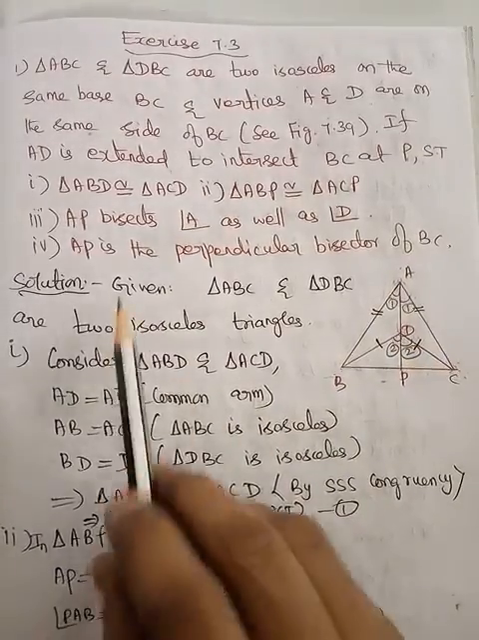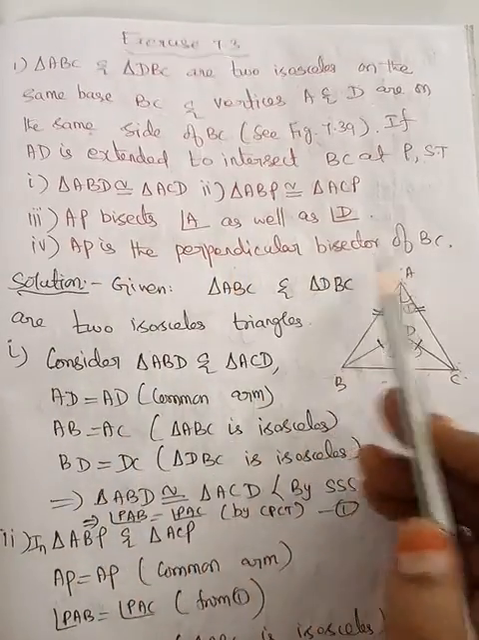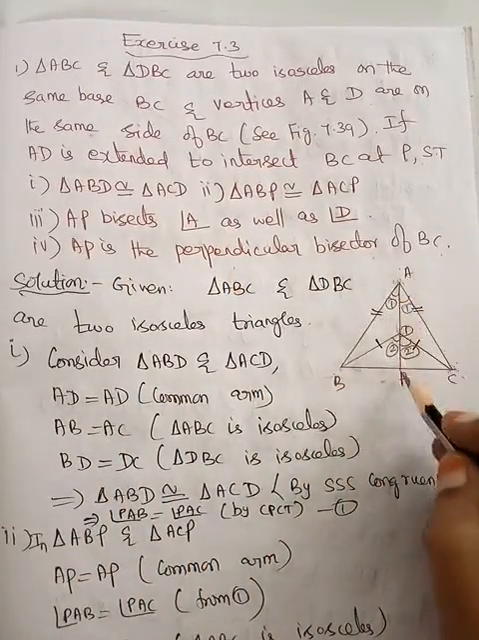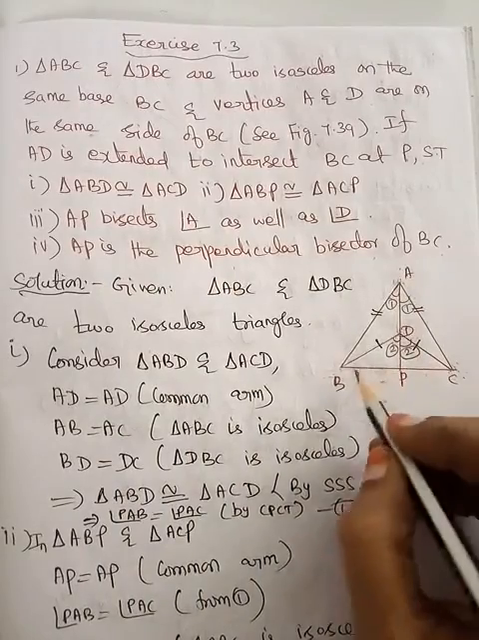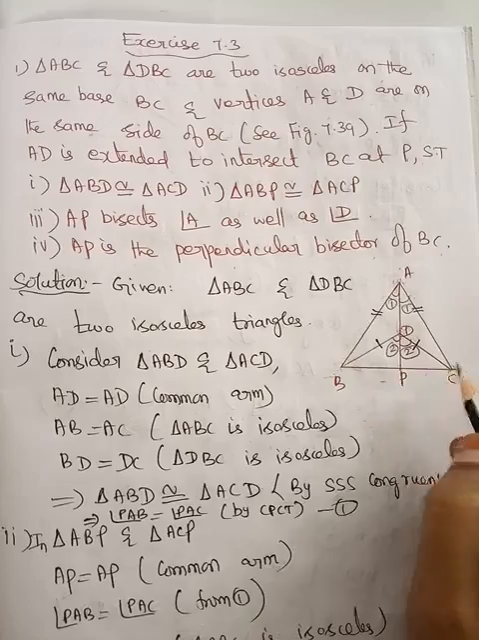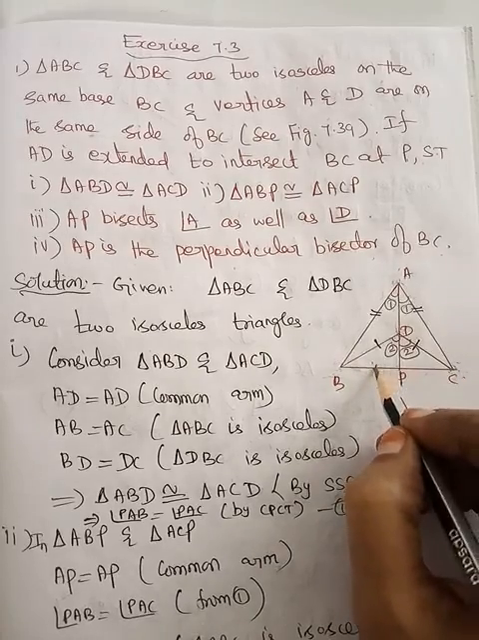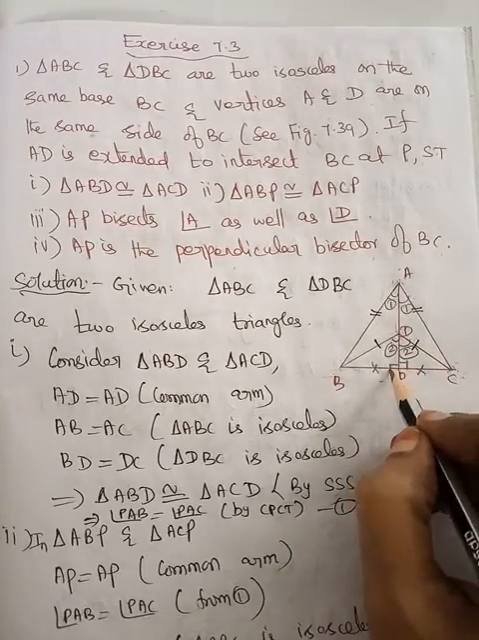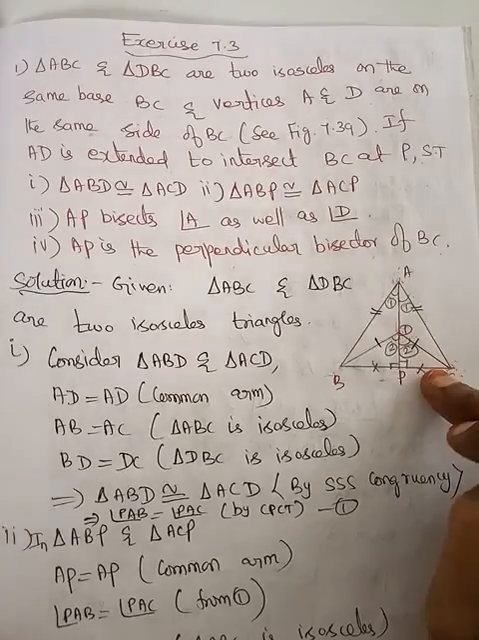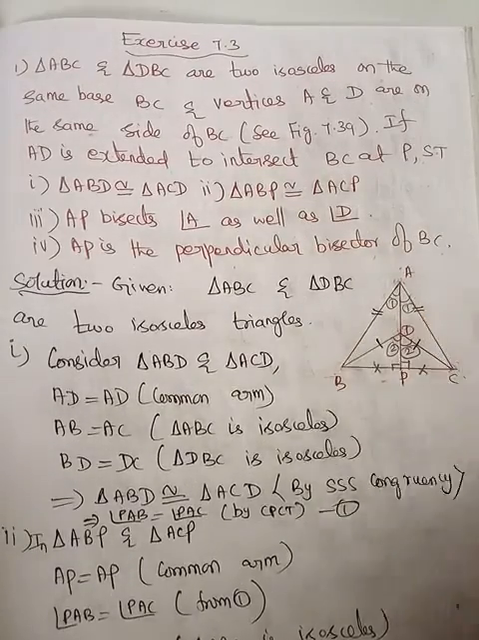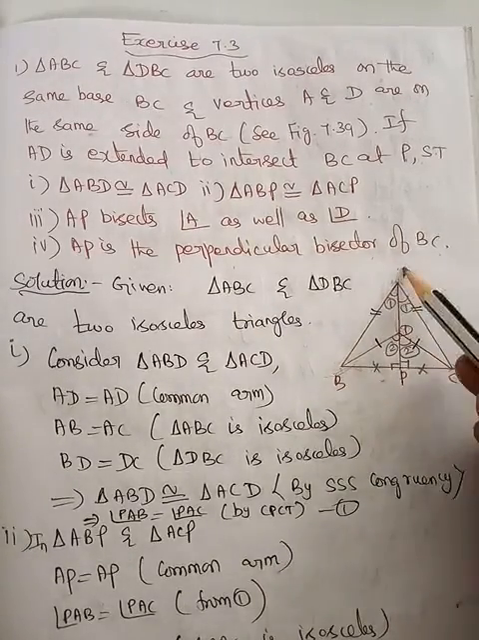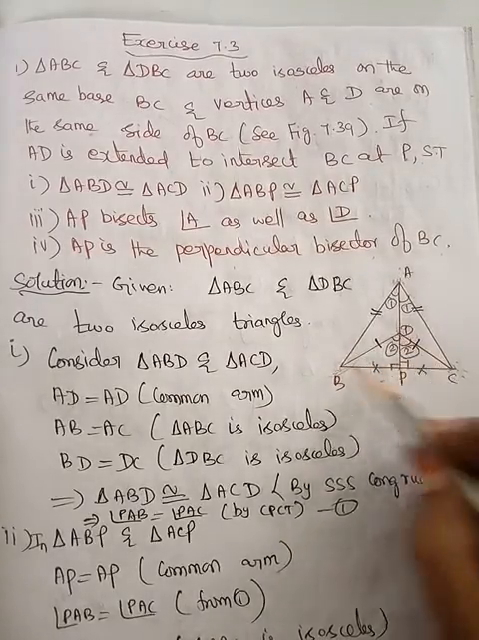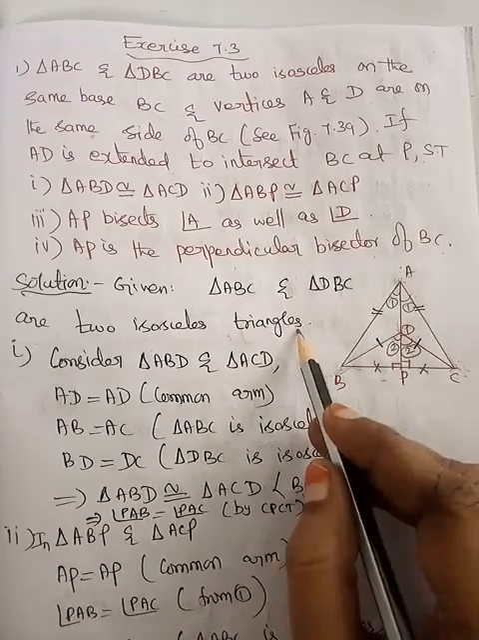Okay. Next, AP is a perpendicular bisector of BC. This is the line, AP line. This one bisects BC into two equal parts. Appa, the length is the same. Perpendicular irukumna making an angle 90 degrees. That we want to prove finally. So, first case, triangle ABC and triangle DBC are two isosceles triangles.